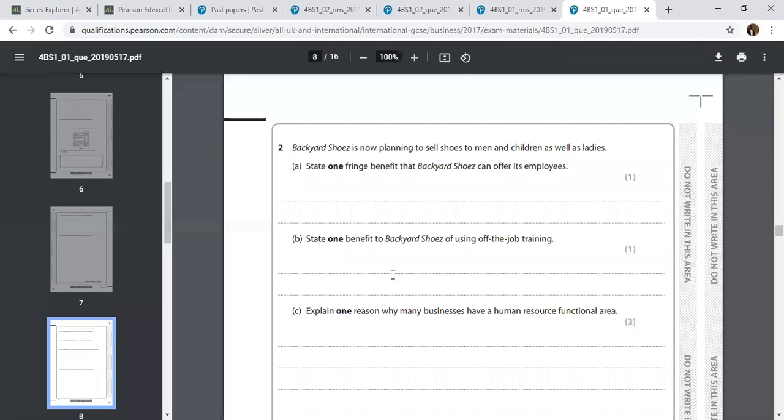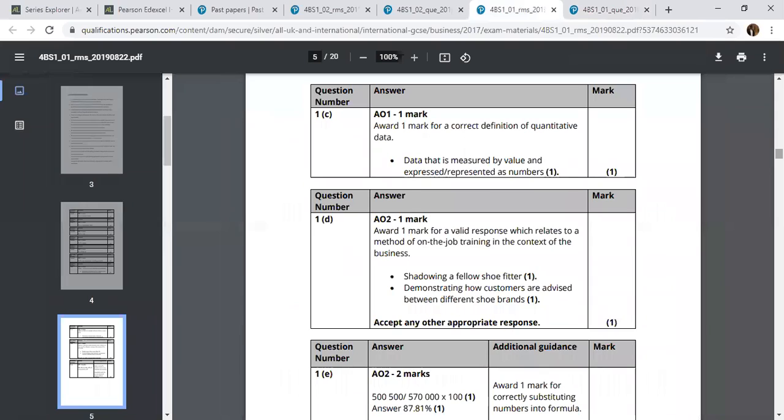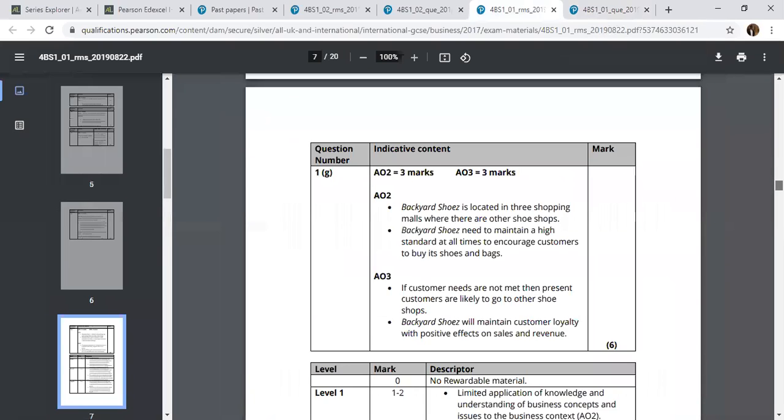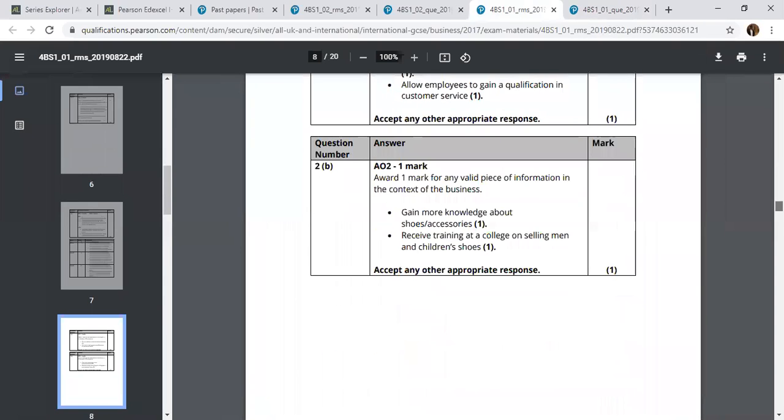They're asking then 2B: State one benefit of Backyard Shoes of using off-job training. Look at the mark scheme. The 2B answer they have given out of that table: gain more knowledge about shoes and accessories. Application is there, even in a 1 mark question.